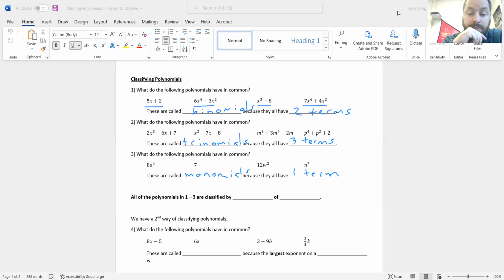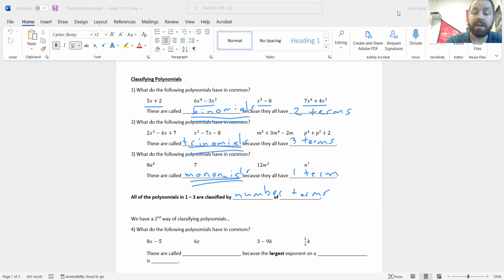Okay, 1 term. The number of terms is how we classified 1 through 3. You're going to need to know those names. So binomials, trinomials, monomials. We're going to stick with those 3. We could go further and have 4 terms, 5 terms. They could go on forever if you wanted, but we're going to focus on those 3. We're not going to get any bigger than that, and if we do, we would just say 4 terms, 5 terms. We're not going to worry about the names of those.